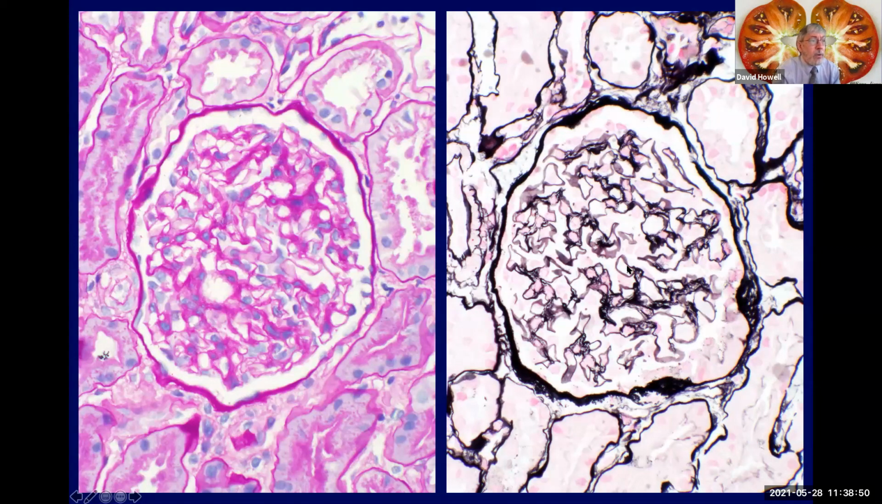Here's a Jones silver stain. This is a basement membrane and matrix material stain. This is a capillary loop. Normal basement membranes in the capillaries have a thin, delicate appearance. They look homogeneous when they're cut en face, and that's indeed true here. So it doesn't look like there's anything going on in the capillary loops. This is pretty much a mesangial process.